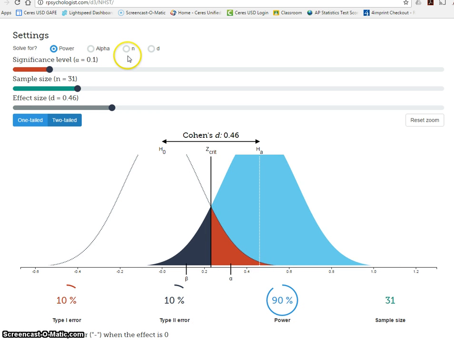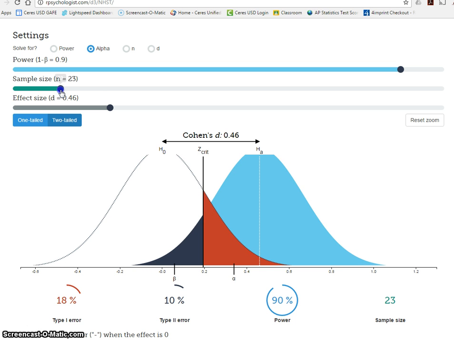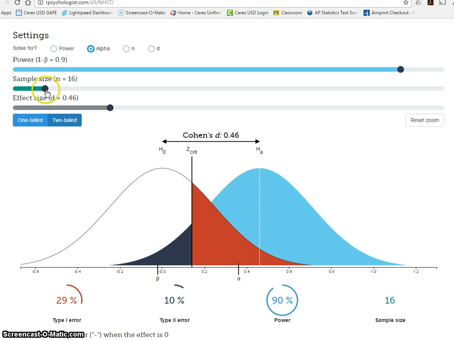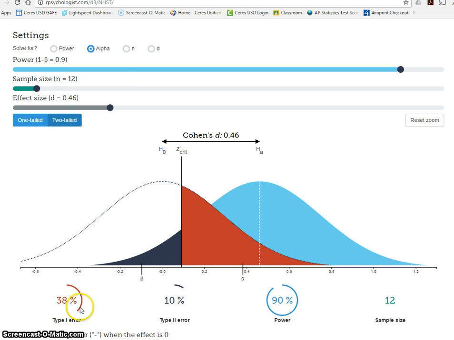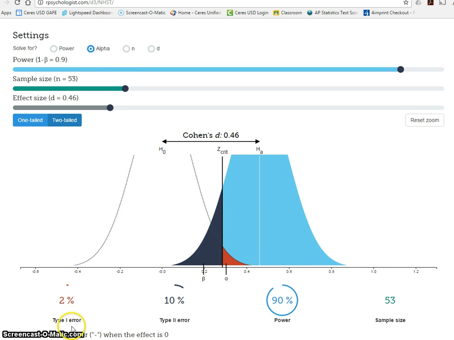Sample size. What does sample size do to type 1 error? Let's see. The smaller the sample size, the greater the type 1 error. The larger the sample size, the smaller the type 1 error. So wait a minute. What we just looked at in this example here is that when sample size increases, it not only decreases type 1 error, but it also decreases type 2 error.